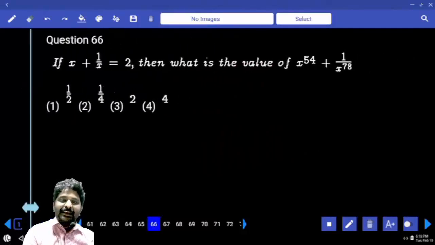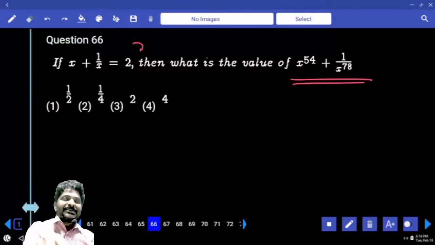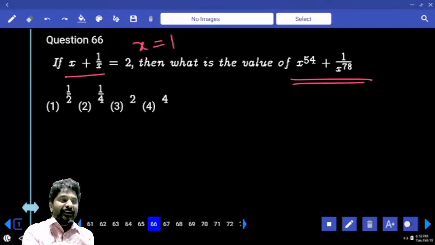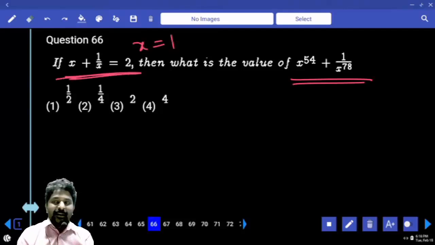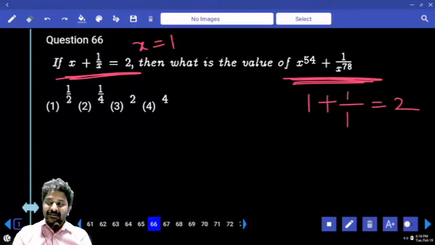x plus 1 by x is equal to 2. What is the value of this fellow? Okay, I'll just substitute the value of x as 1. 1 plus 1 by 1, that is 2. Condition satisfied or not? Let me also substitute x value equal to 1 here. Then here also I'll get 1 plus 1 by 1, that is 2. Answer, third option.